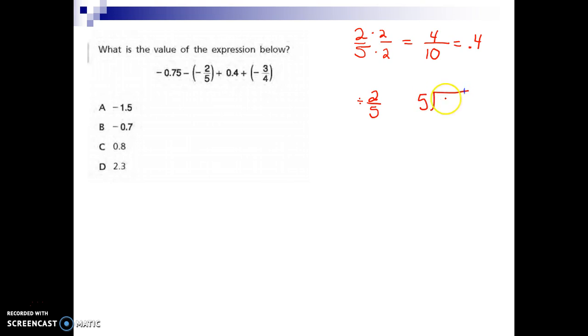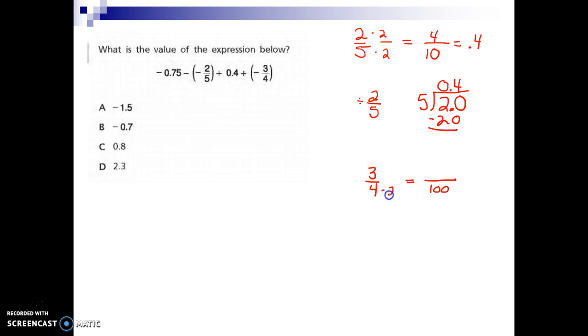So 5 goes into 2 how many times? 5 goes into 2 0 times. So then I put a 0 after this. 5 goes into 20 4 times. So either way, you get your 0.4. I'm going to do something similar with our 3/4. So I'm going to take our 3/4. Now, I'm going to rewrite that as a fraction with 100 in the denominator, because then it's going to be easy for me to write it as a decimal.